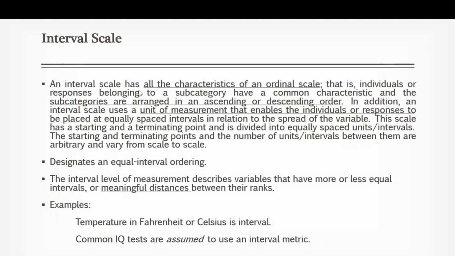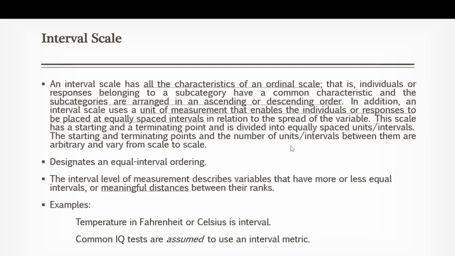So what is interval scale? It has all the characteristics of ordinal scale. Ordinal scale has all the characteristics of nominal scale, means classification. It will classify. It will order. It will rank. Here I have ranked temperature higher to lower, or positive to negative.